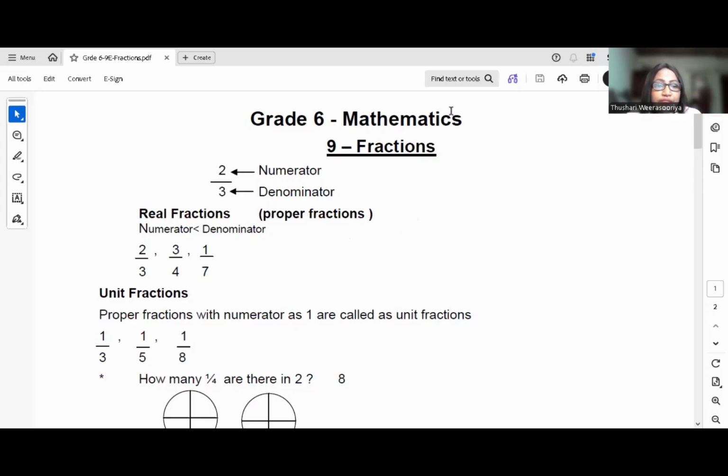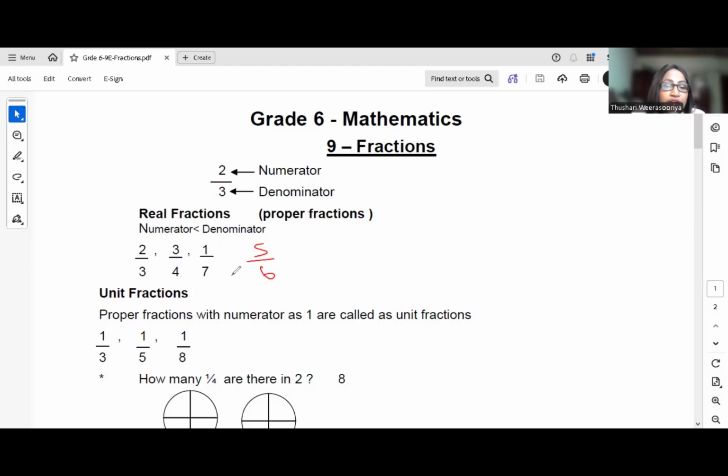Look at these examples. 2 over 3. The numerator is smaller than the denominator. 3 over 4. 1 over 7. 5 over 6. Like that, we can write a lot of real fractions.